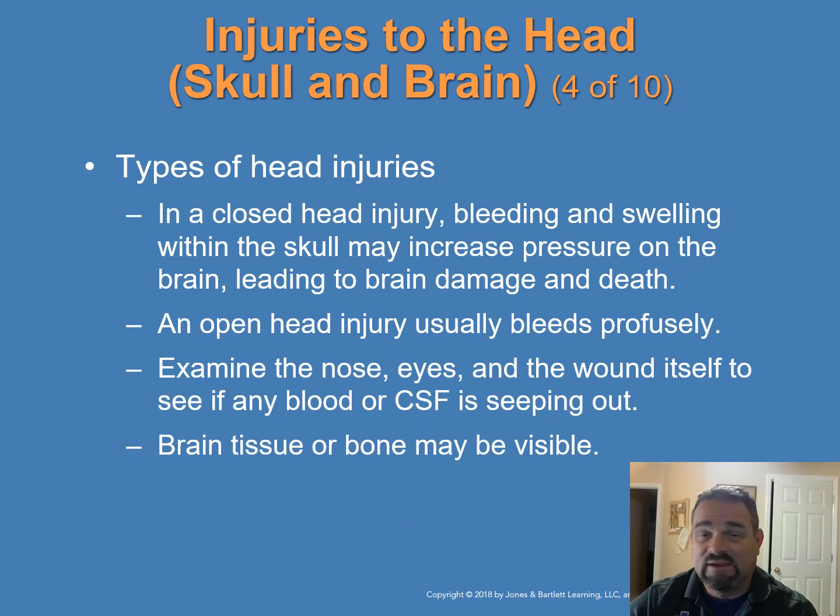All right, so types of head injuries. In a closed head injury, bleeding and swelling is inside of the skull, and it may increase pressure on the brain, which can lead to irreversible brain damage and possible death. An open head injury usually bleeds profusely. Severe open head injuries are serious, but not always fatal. Examine the nose, the eyes, and the wound itself to see if there's any blood or cerebral spinal fluid seeping out. In severe cases of open head injury, brain tissue or bone may also be visible.